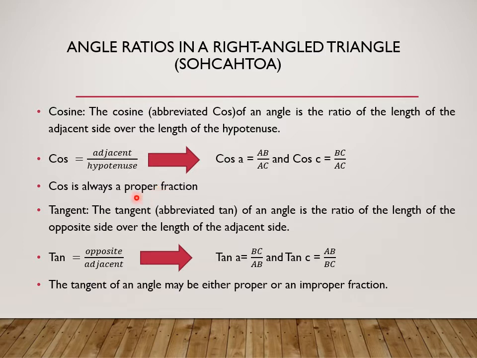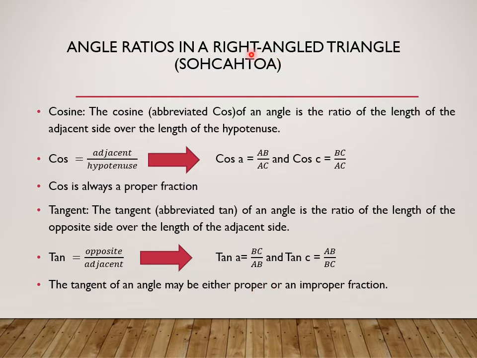Then the tangent of an angle, which is abbreviated tan, is the ratio of the length of the opposite side over the length of the adjacent side. So tan is opposite over adjacent. And the tan of A is the opposite to A, which is BC, over AB. And the tan of C is the opposite, which is AB, over the adjacent, which is BC. And the tan of any angle may be either a proper fraction or an improper fraction.